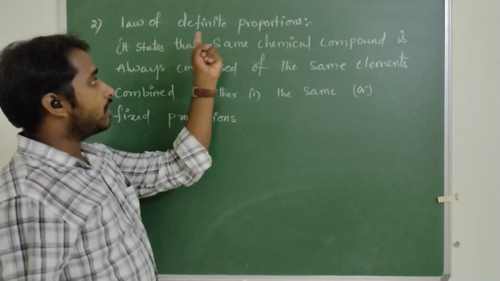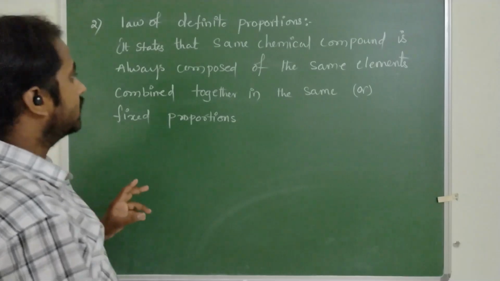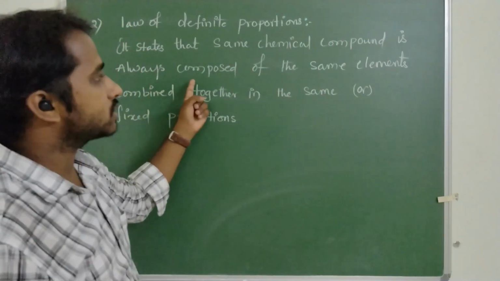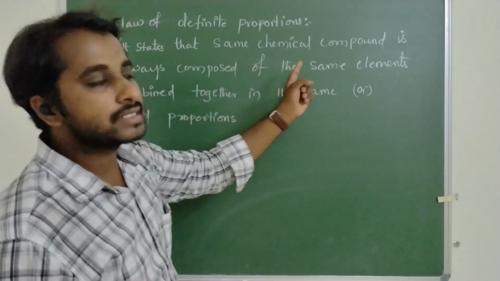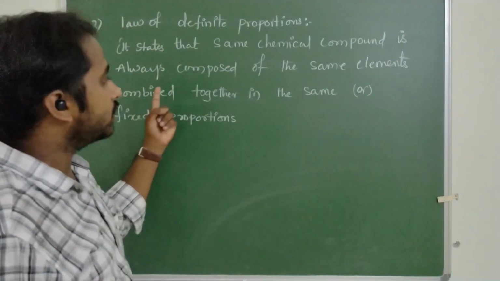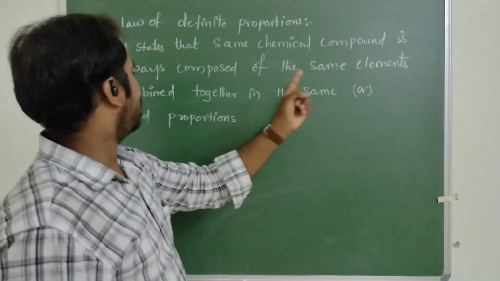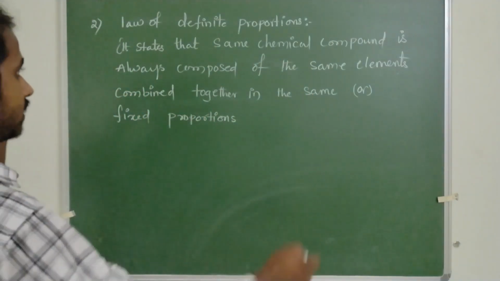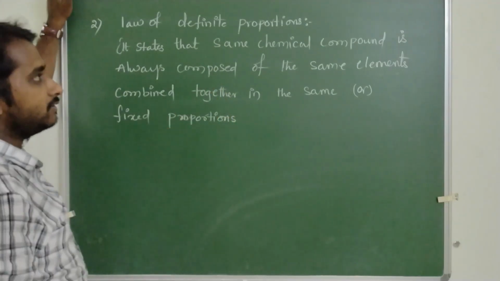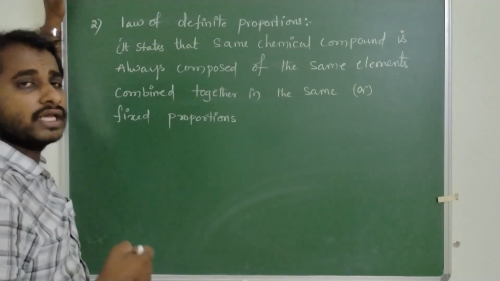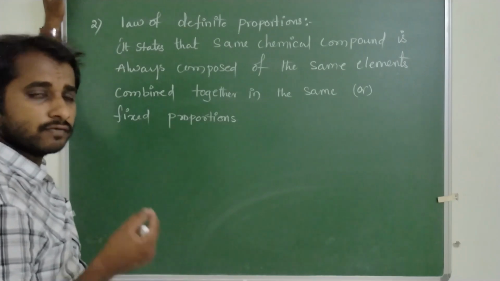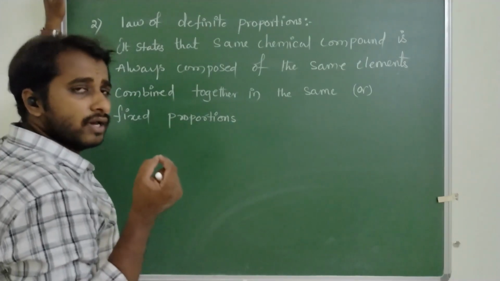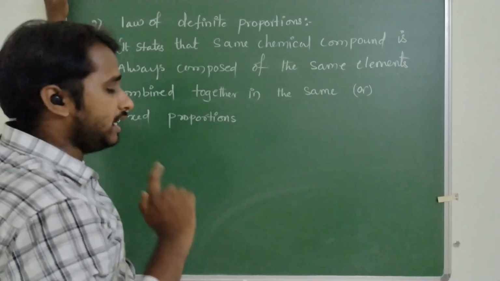Second, law of definite proportions. It states that the same chemical compound is always composed of the same elements combined together in the same or fixed proportions. Indirectly, irrespective of the source, the chemical compound always contains the same ratio of masses of the elements.